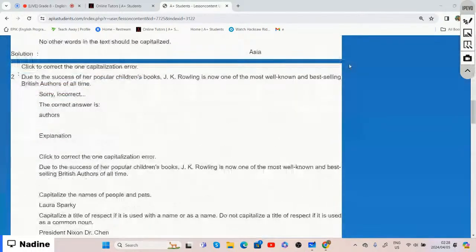We now need to click to correct the one capitalization error within the sentence. It is due to the success of her popular children's book, J.K. Rowling is now one of the most well-known and best-selling British authors of all time. So we now need to capitalize.